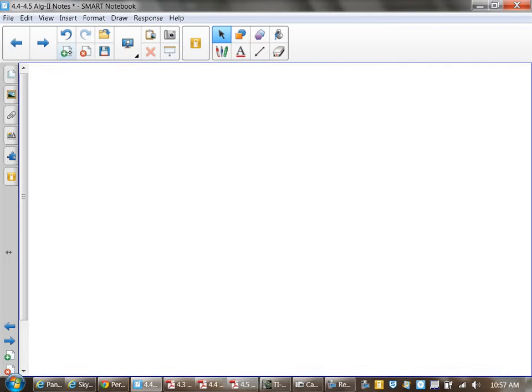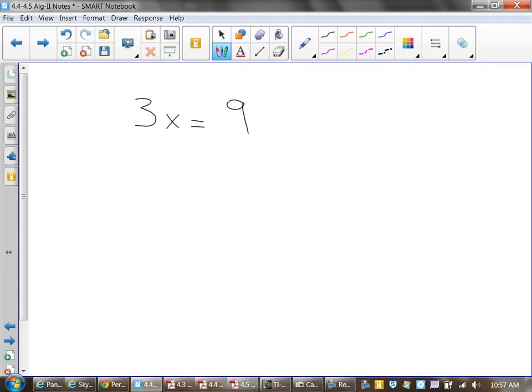know. For example, how do I undo that? Divide by 3. Now, what I'm doing then is multiplying by its inverse, right? What's the inverse of 3? 1/3. And what do you get for an answer? 3. Why is 1/3 the inverse of 3?